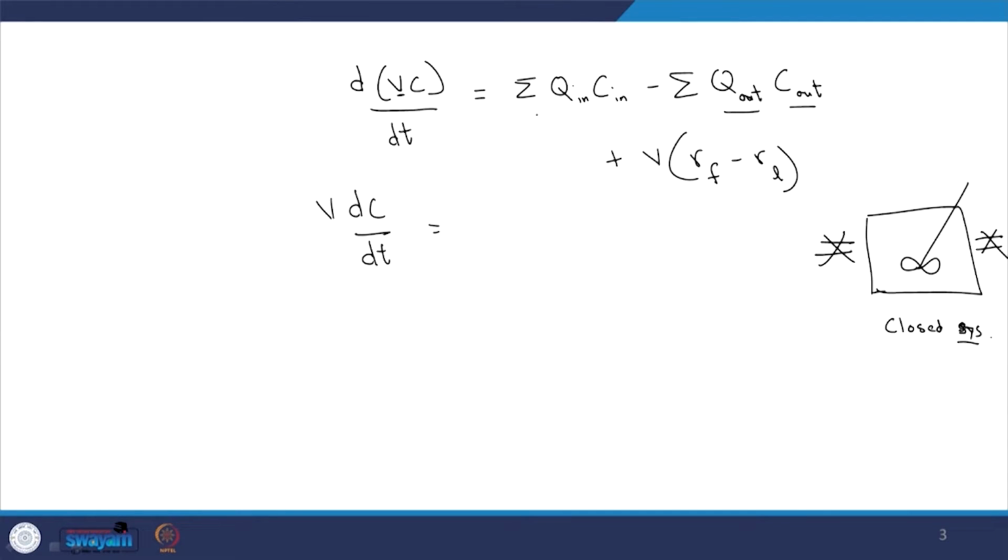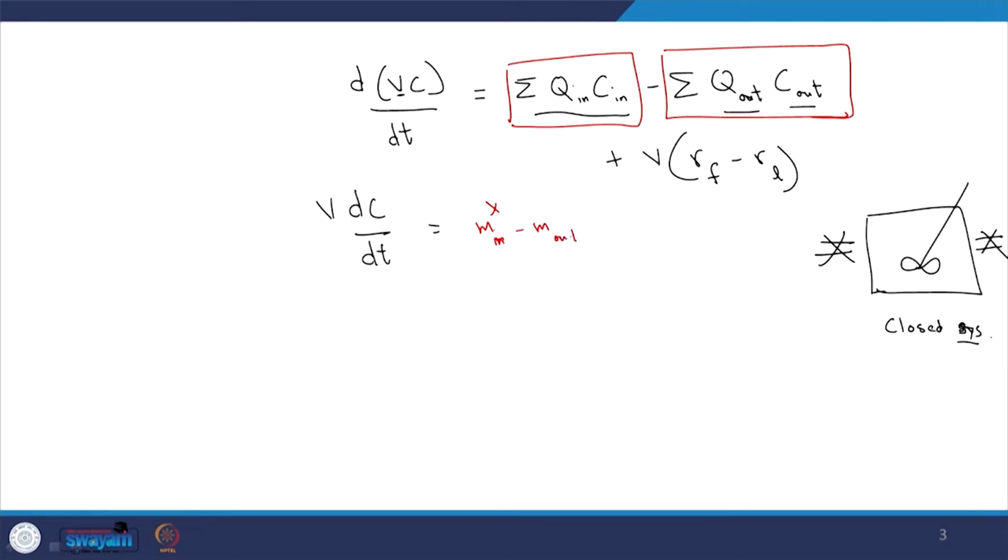We do not have this mass term. This mass term is not going to be applicable in this particular example. We are talking about the room out here. So, there is no mass coming in, mass in minus mass out is 0, and let us say we have the equal to plus V into rate of formation minus rate of loss of the compound.